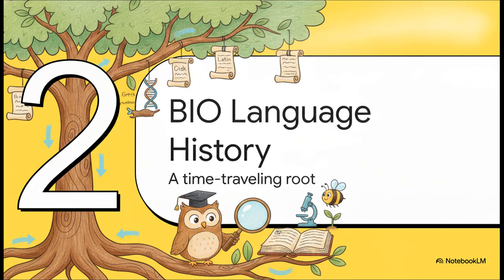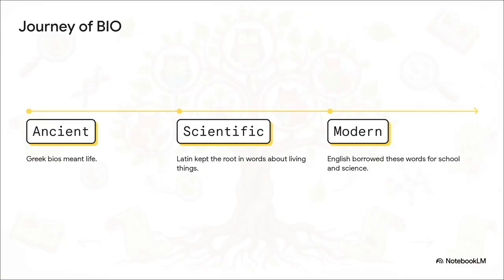Moving on to part 2, bio through language history. This is a time-traveling route. Let's trace how we got here. Back in the ancient era, the Greek word bios meant life. Then, moving into the scientific era, Latin and scientific language intentionally kept that root for words describing living things. And finally, in the modern era, English borrowed these exact words for school, science, and everyday learning. And you know, that is exactly why bio words often sound so academic, but remain incredibly useful for us today.